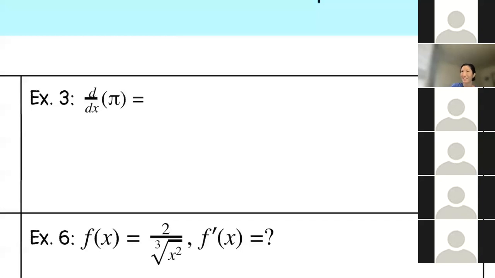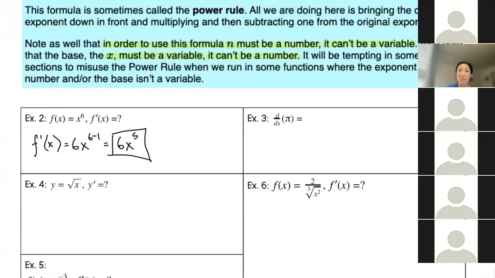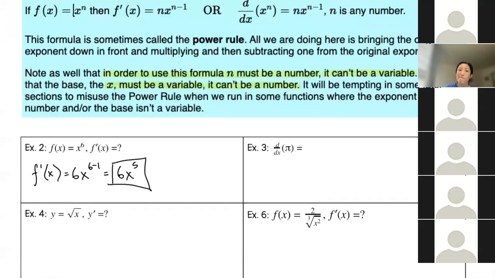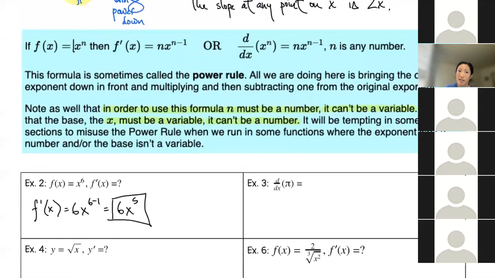Ooh, I love this. Answers and questions. All right, so let's go back and read that rule. In order to use the rule, n must be a number. It can't be a variable, and x, the base, must be a variable. So Matt asked a really important question. Where's the x?